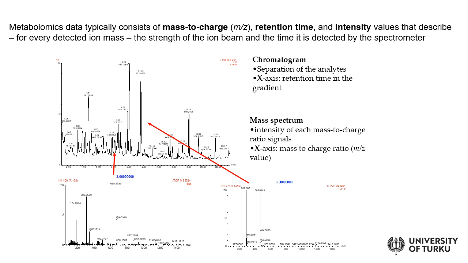And now in the spectrum, the x-axis is the mass to charge value, so that it is telling how large a compound you have. And the higher the peak, the more intense, the higher the concentration of that analyte is. So this is something that you need to be aware of, that you have two different ways of looking at the raw data.